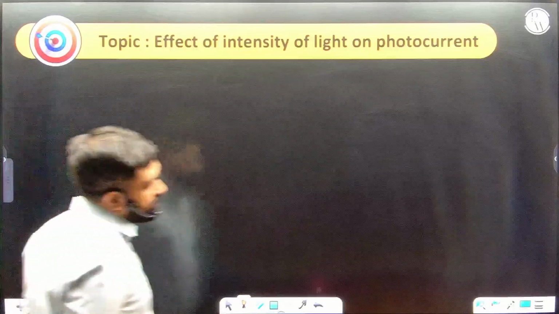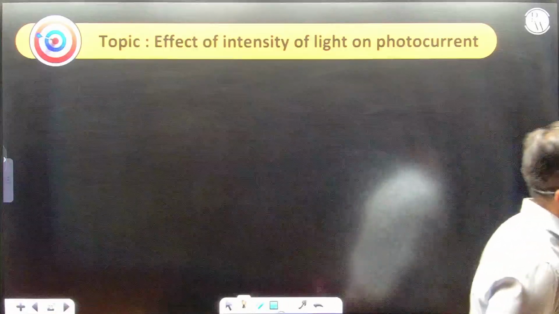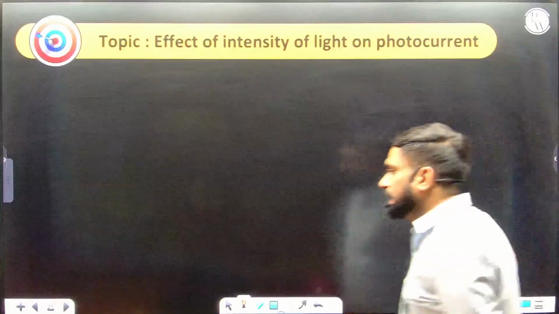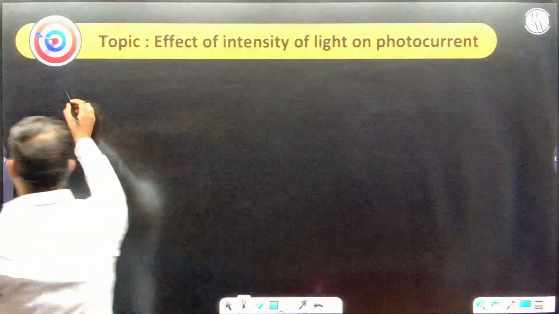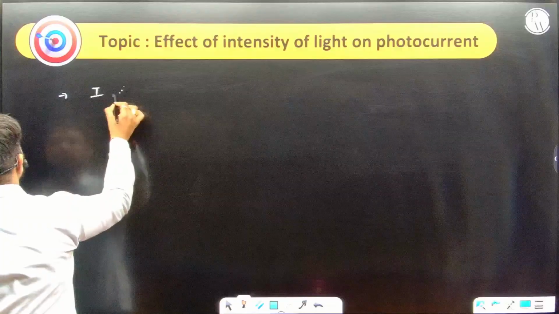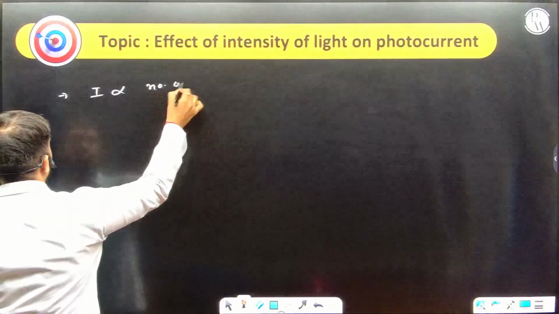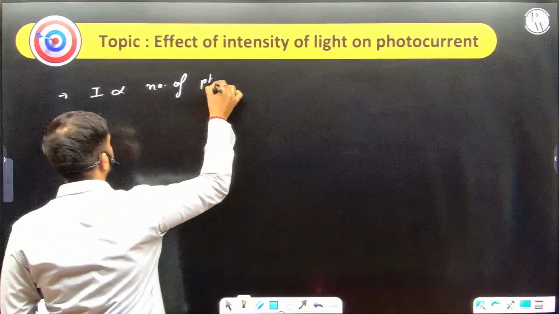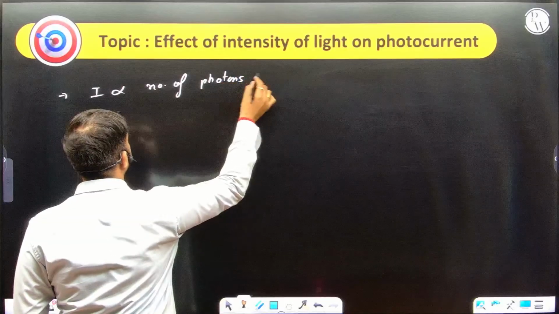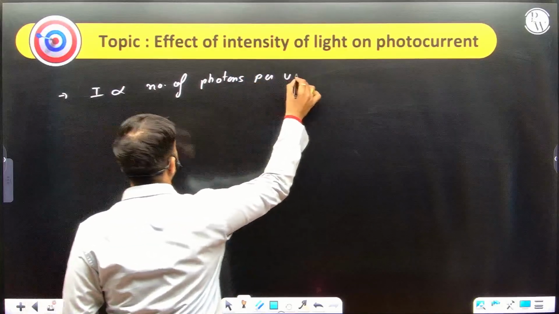Alright, effect of intensity on the photocurrent. Now see, intensity basically refers to the number of photons. So I can say intensity is proportional to the number of photons per unit time, small n.